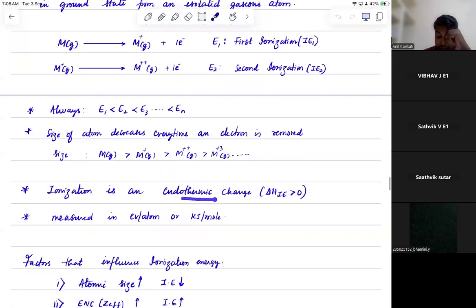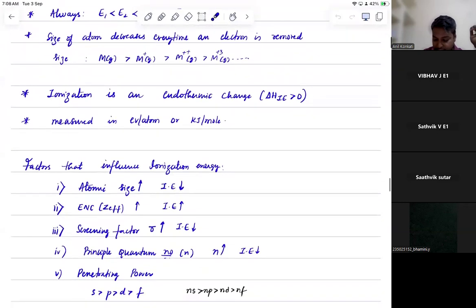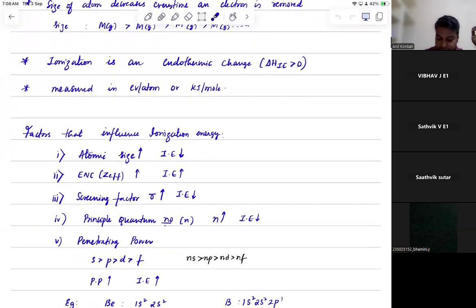Ionization is an endothermic change. That means energy is required here, and it is generally measured in electron volts per atom or kilojoules per atom. What are the factors that influence the ionization energy? First, atomic size: if atomic size increases, ionization decreases.